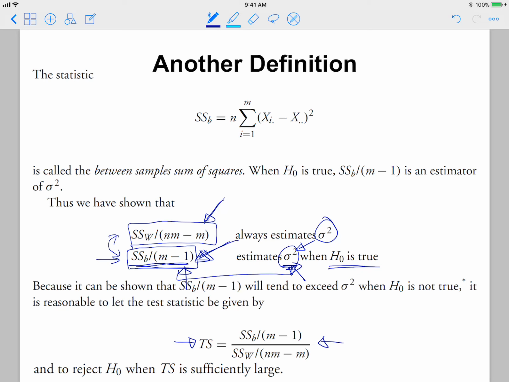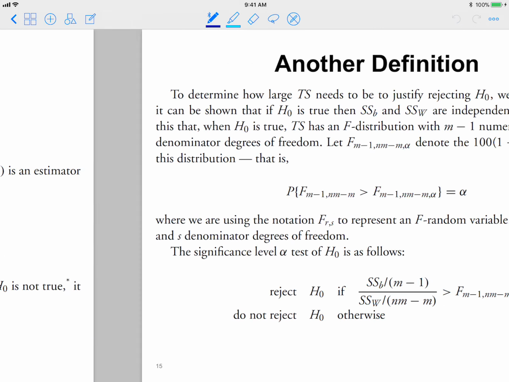So if we consider the ratio in this manner, then this guy will typically be larger than this guy. So we consider the situation where this guy is larger than this guy but not smaller than this guy. That way, instead of using a two-sided test, we are using just a one-sided test.